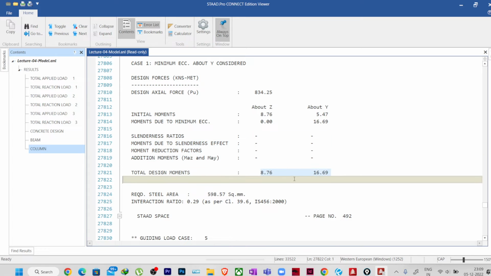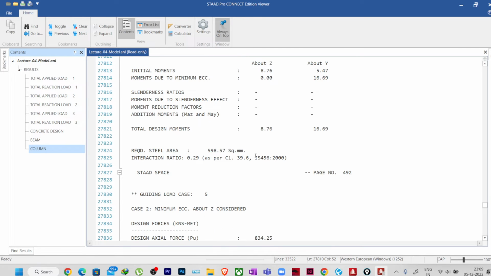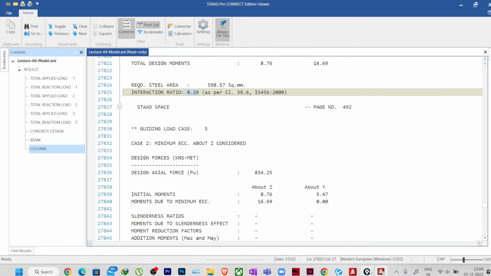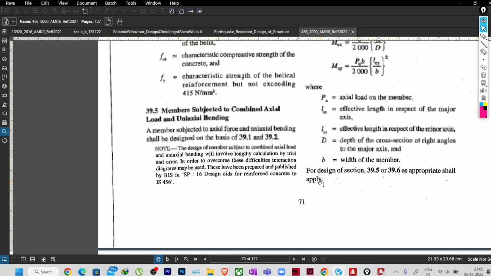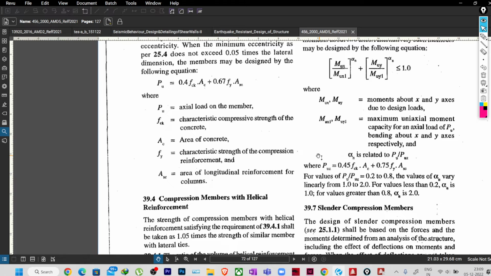Okay, so finally we have got the biaxial moments and PU, that means the axial force. Now the required steel is calculated, and this is the interaction ratio, 0.29. So how is this interaction ratio calculated? It is calculated as per this. You can see here the analysis moment by the moment capacity about that axis, to the power alpha n. You know how we have found out the alpha n using this.